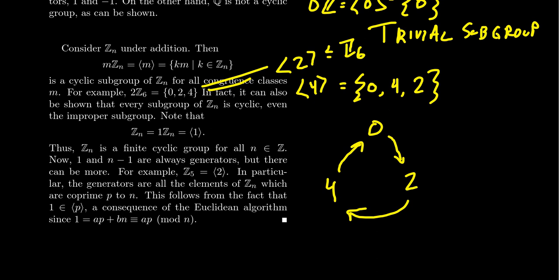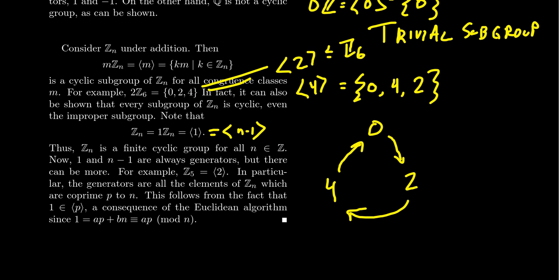In general, though, just like with the integers, if we take the subgroup generated by 1 inside of Zn, that'll produce every single element in the group. And so the group Zn is likewise generated by 1, just like the infinite cyclic group, the integers Z. That also means it'll be generated by negative 1, which really is just going to be n minus 1 when you work mod n right here.